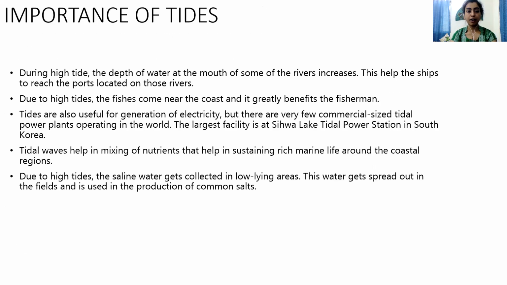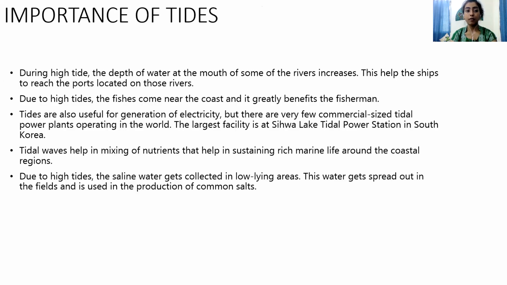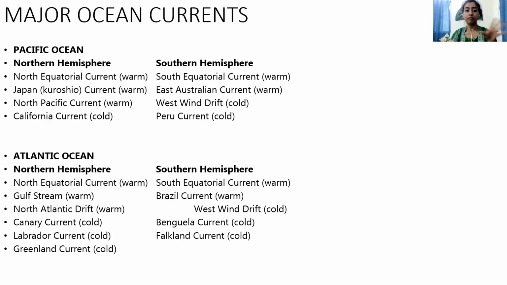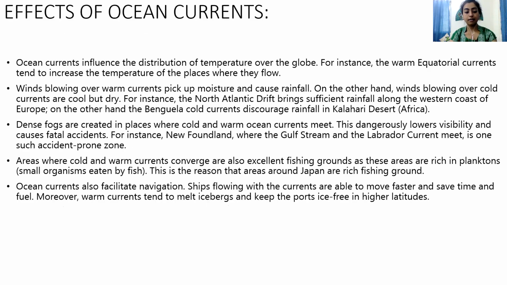So in today's class, we have understood what tides are: low tide, high tide, spring tide, neap tide. We have understood the importance of tides. We have also understood what ocean currents are and the types of ocean currents. We have looked into the different ocean currents in the Pacific Ocean, Atlantic Ocean, and Indian Ocean. And lastly, we have understood the effects of ocean currents.